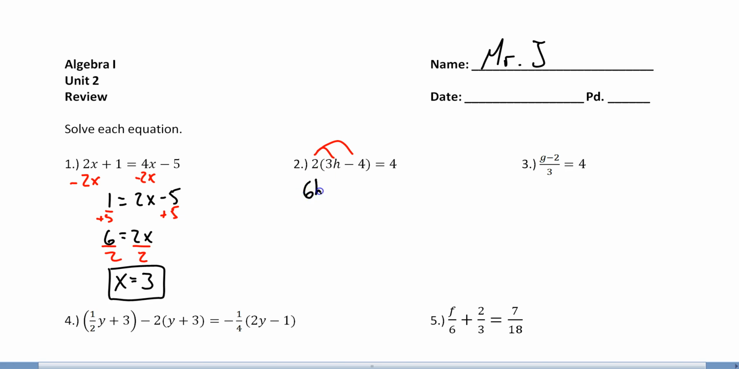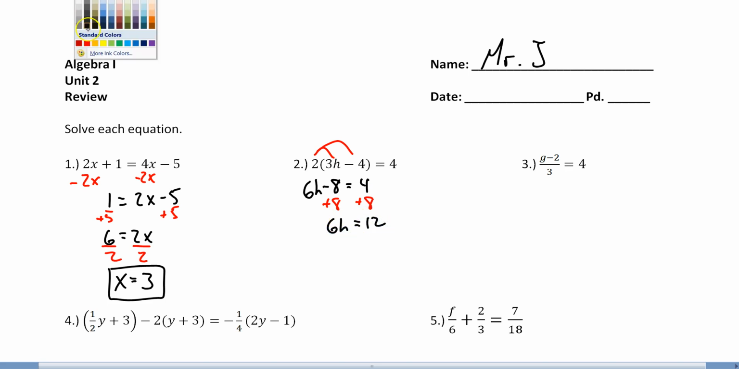That gives me 6h minus 8, still equals 4. And now I'm going to work backwards through the order of operations. I'm going to add the 8 to each side, so I undo the subtraction first. Now I'm going to divide each side by the 6. And again, I'm just undoing these order of operations. I'm doing inverse operations as I go, so I find out that h equals 2.